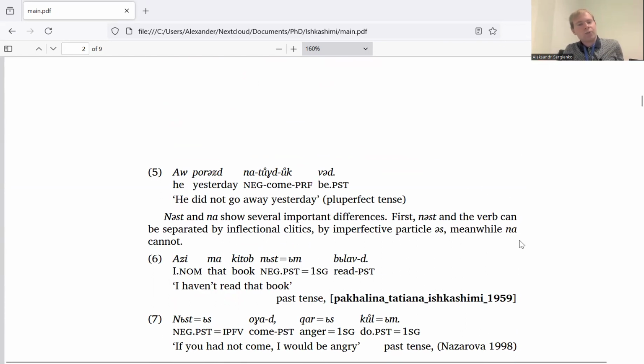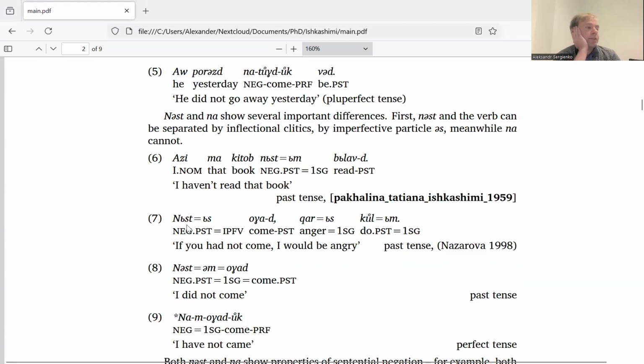So nist and na show several important differences. First, nist and the verb can be separated by inflectional clitics, by the imperfective particle s. Meanwhile, na cannot. So we can treat na as a kind of bound morpheme. Meanwhile, nist is a clitic that precedes the verb. So, I haven't read that book. Azi makitop nistem beloved, right? It's an example from Pakhalina, from the grammar, and you see the m being between the nist and beloved, something you don't really see in Shugni, right? So we get a personal clitic being between the negative clitic and the verb.